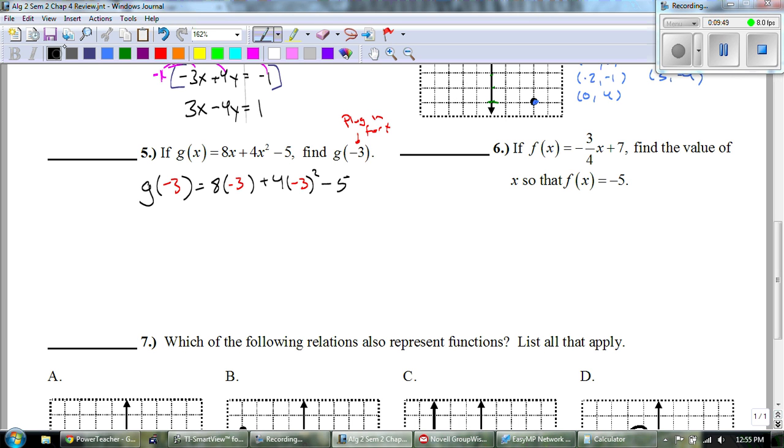Okay? So order of operations, I do exponents first. Negative 3 times negative 3 is 9. Now I can do my multiplication. 8 times negative 3 is negative 24. 4 times 9 is 36 minus 5. Okay, left to right, negative 24 plus 36 is 12, and then 12 minus 5 is 7. So g of negative 3 equals 7.